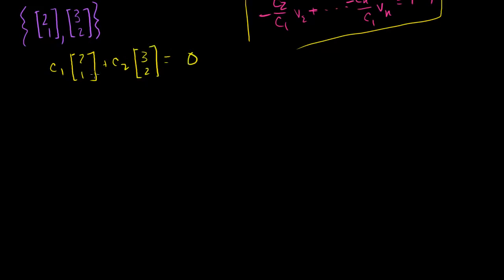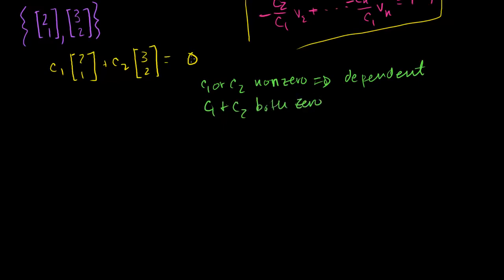So before I go forth with this problem, let's remember what we're going to find out. If either of these are non-zero, so if c1 or c2 is non-zero, then this implies that we are dealing with a linearly dependent set. Now, if c1 and c2 are both 0, if the only way to satisfy this equation, I mean, you can always satisfy it by setting everything equal to 0, but if the only way to satisfy it is by making both of these guys 0, then we're dealing with a linearly independent set.